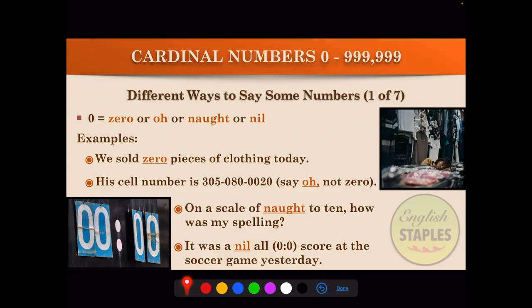On a scale of 0 to 10, how was my spelling? So if you're going to use the word naught, it's usually in situations like this. On a scale of 0 to 10, how well did I do? Or how badly did I do? It was a 0-all score at the end of the game yesterday. It was a 0-all, meaning both teams scored 0.